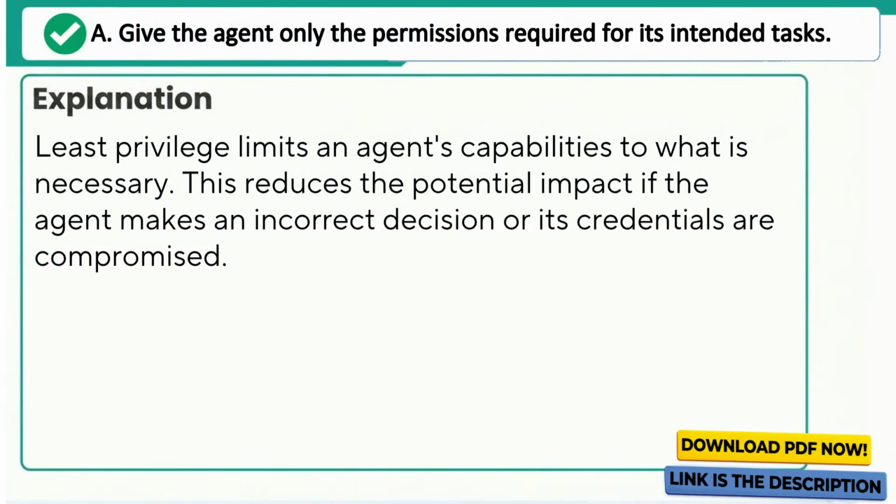Correct answer. A. Give the agent only the permissions required for its intended tasks. Explanation. Least privilege limits an agent's capabilities to what is necessary. This reduces the potential impact if the agent makes an incorrect decision or its credentials are compromised.